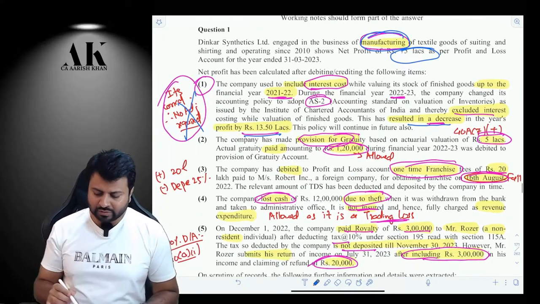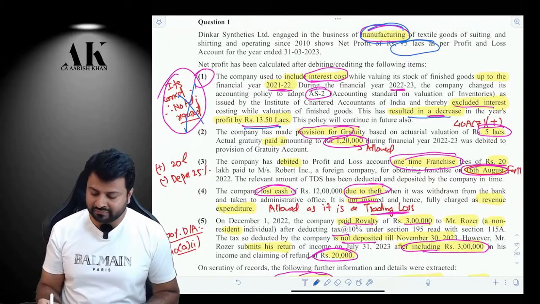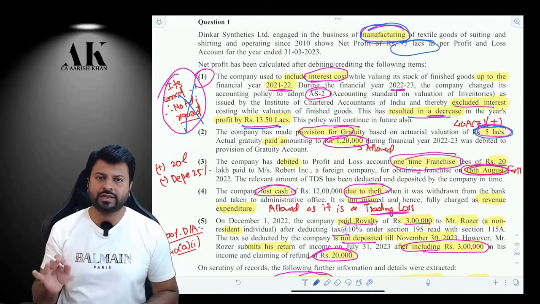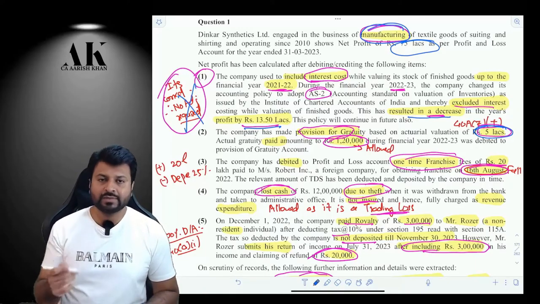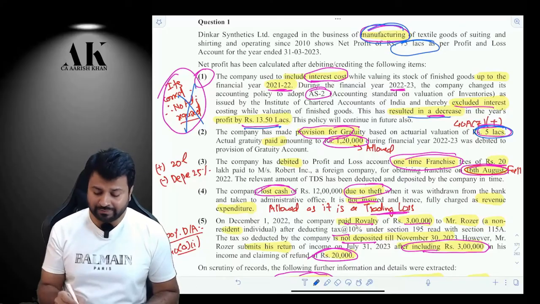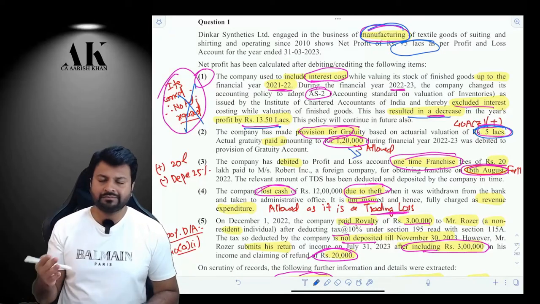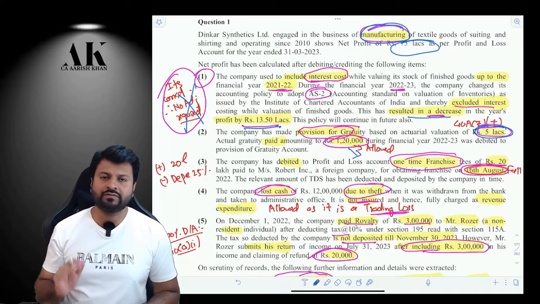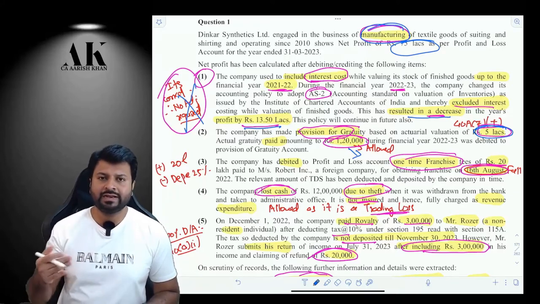The next one is that the company has made a provision for gratuity of 5 lakhs. We all know that provision for payment of gratuity is disallowed under the income tax law. Whatever the provision is, it is not allowed. So this 5 lakhs will be disallowed as per 40A(7). But whenever it is paid, that is, 1,20,000 is paid, that will be allowed as deduction. So the ultimate effect of this adjustment would be add 5 lakh less 1,20,000.